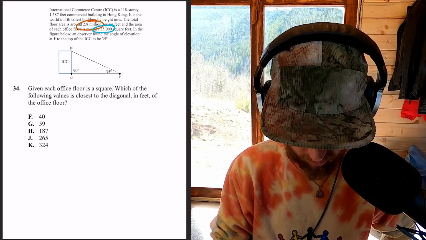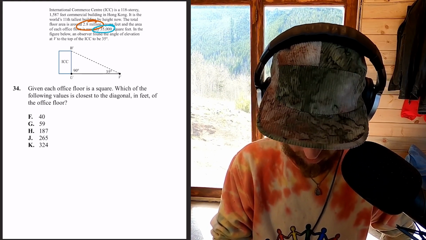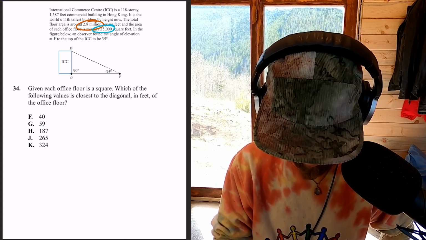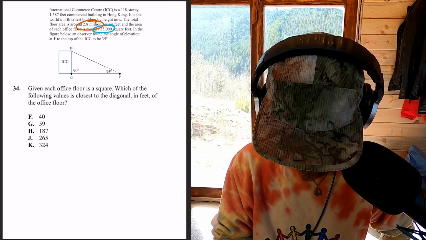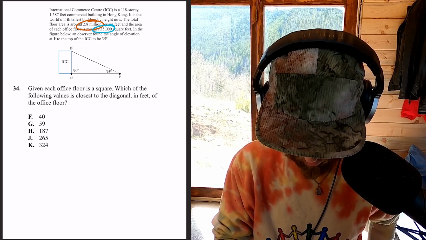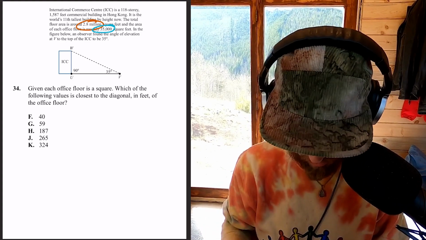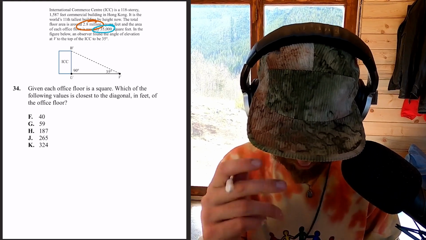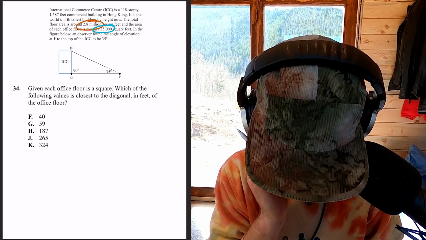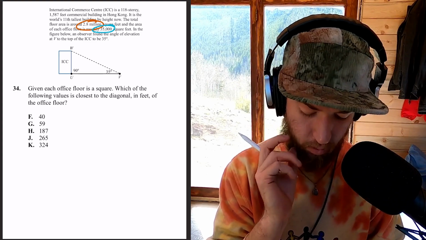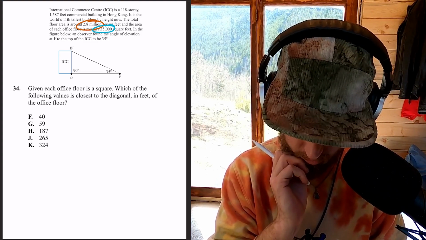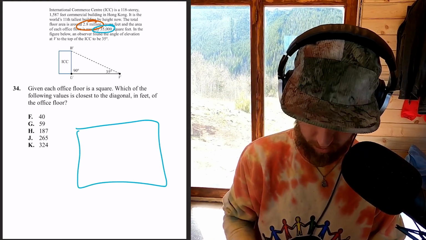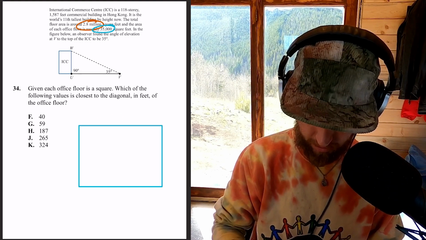So it looks like they're trying to give us this diagram here. Oh, it is a square. Which of the following values is closest to the diagonal in feet of the office floor? So it's meant to be square, but why is this drawing like that? International Commerce Center is a 118-story, 1587-foot commercial building in Hong Kong. It's the world's 11th tallest building by height now. Total. The area of each office floor is roughly 35,000. Okay, so that's the angle of elevation. I'm just looking at that image, and it's confusing me on purpose. ACT does stuff like this.